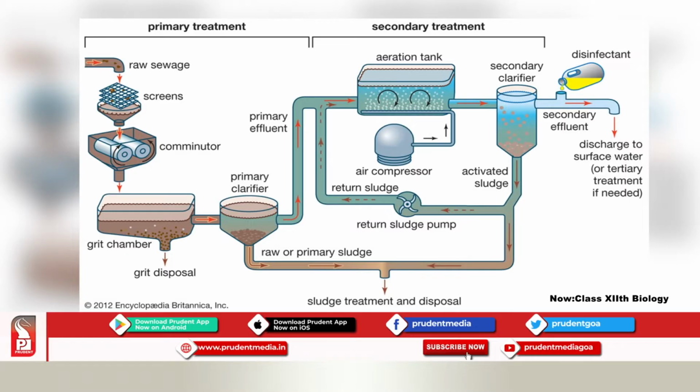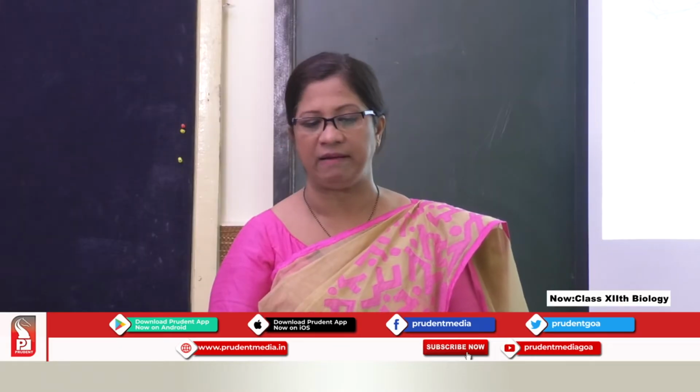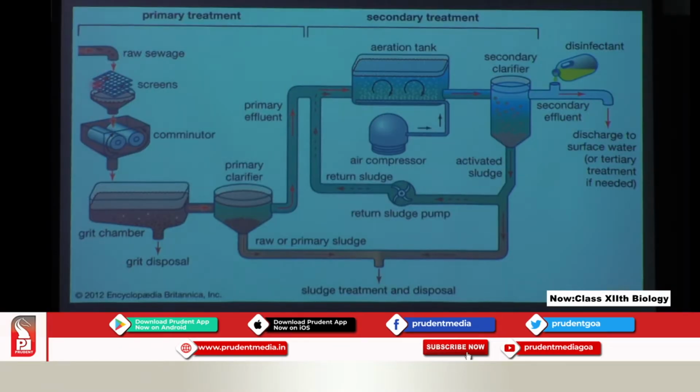In your textbook, it is the floating debris that we shall go into later. First, we will go through this. The floating debris is removed from the screens or filtered. Then, from the comminutor, the raw sewage comes here into these tanks.